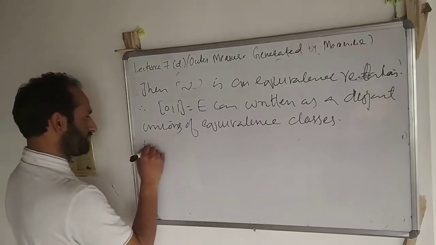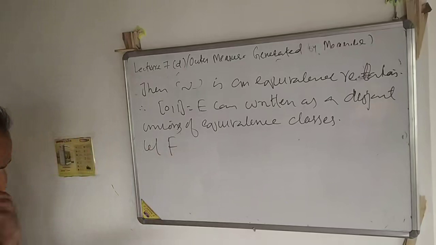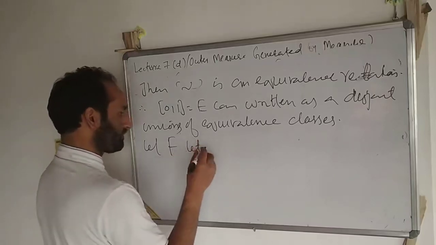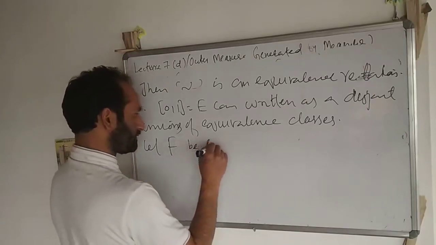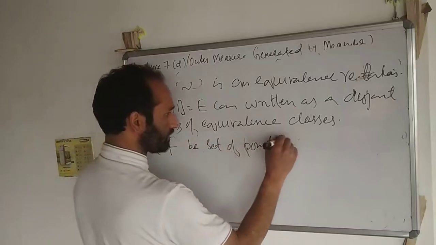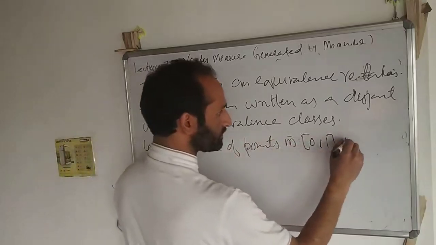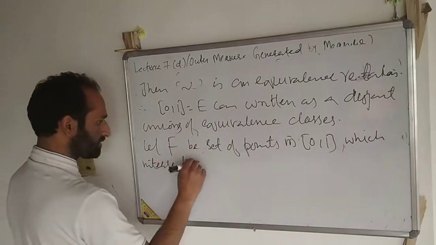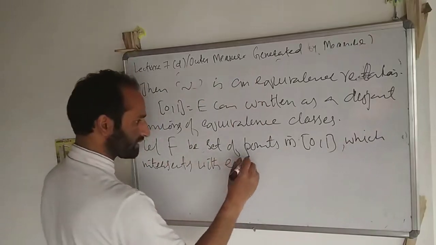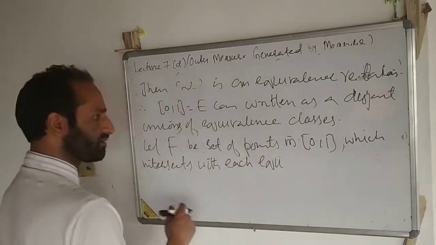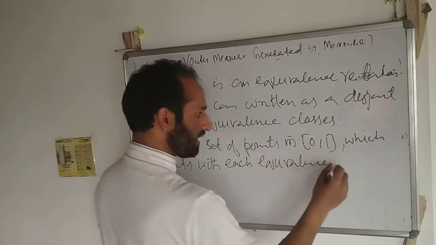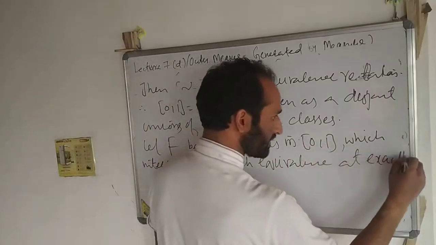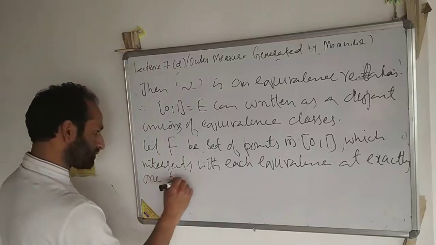I define a set F. Let F be the set of points in [0, 1] which intersects each equivalence class, because each equivalence class is a subset of [0, 1], at exactly one point.